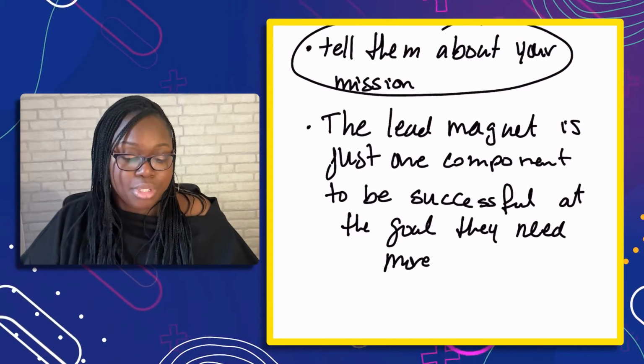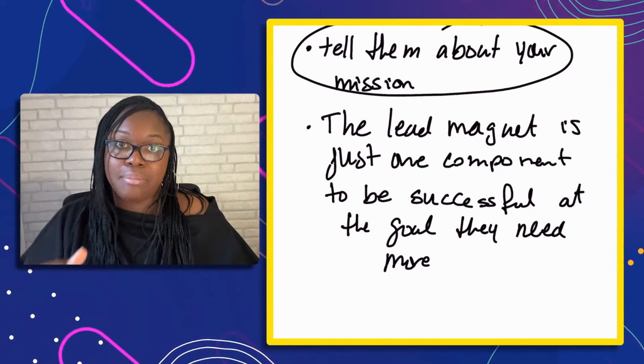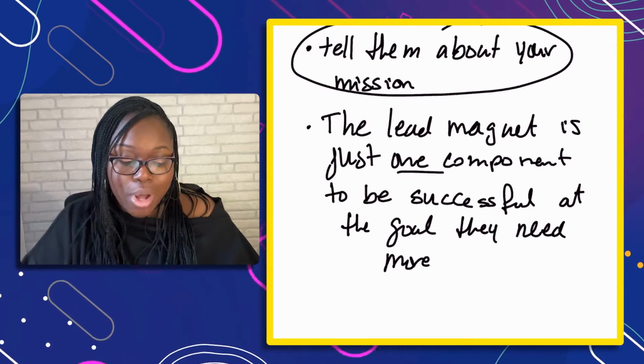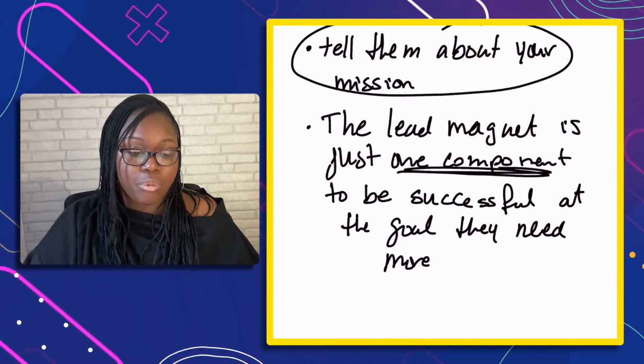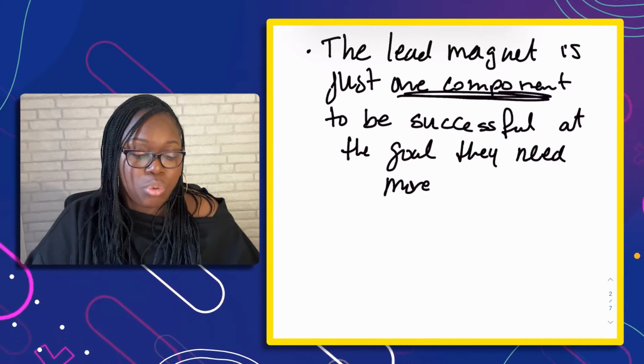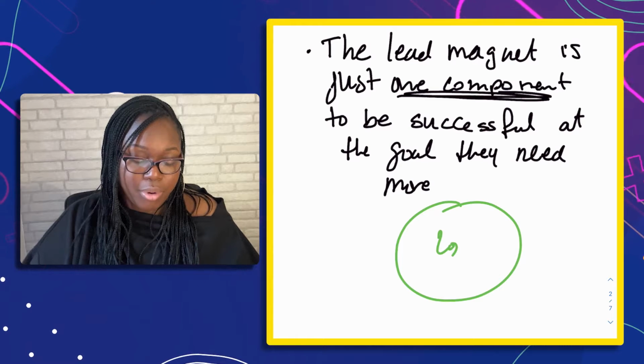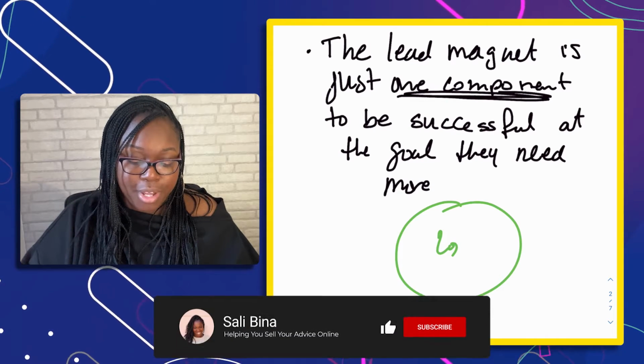Then you want to make sure that you also tell them in that email that whatever that lead magnet was is just one component. It's just one component of a bigger thing, right? Because let's say, for example, if they want to lose weight, right? So lose weight is the main outcome. Lose weight may be divided into 3 components.